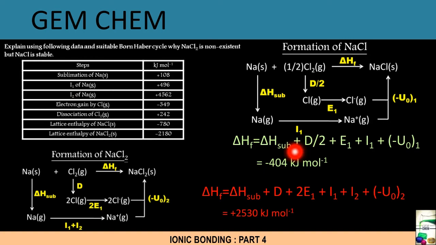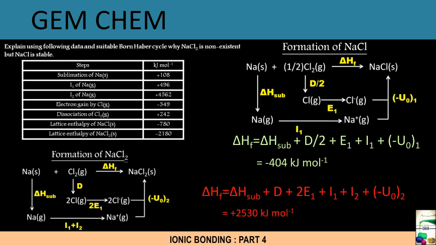Now if we put the values according to Hess's law, delta HF for NaCl is equal to delta H sub plus D by 2 plus E1 plus I1 plus minus U01. Then we get a value of minus 404 kilojoule per mole. But in the same way, if we put each and every value for this cycle particularly for NaCl2, then we can see that the value comes to be plus 2530 kilojoule per mole.